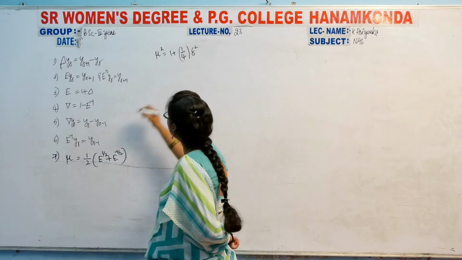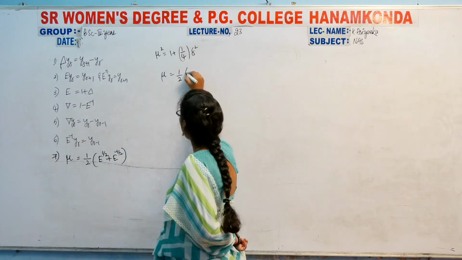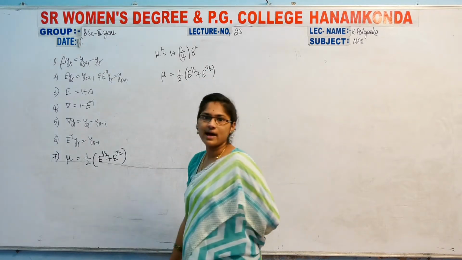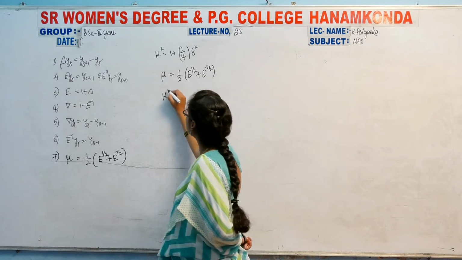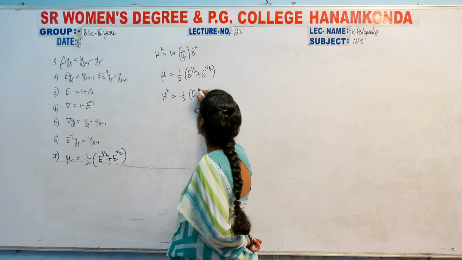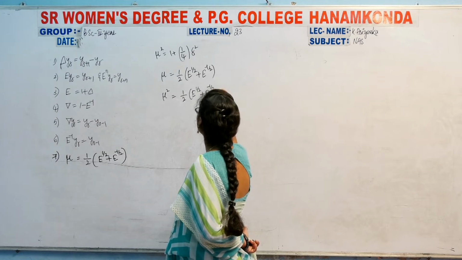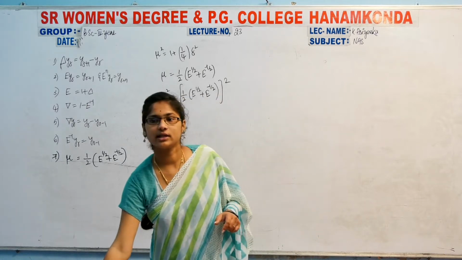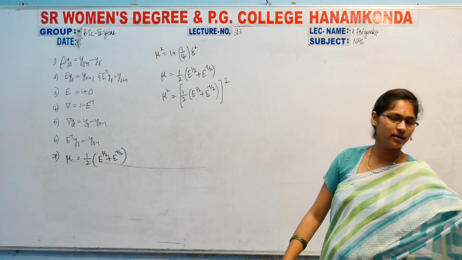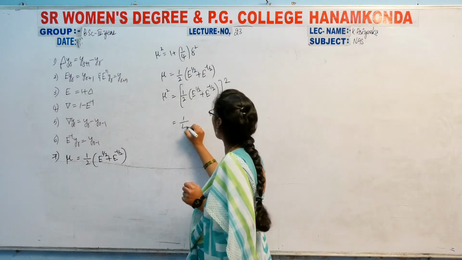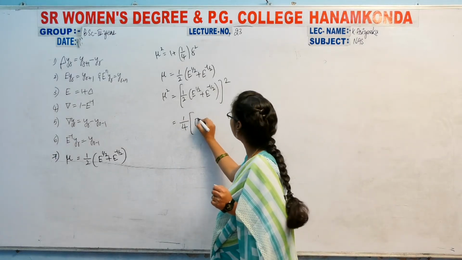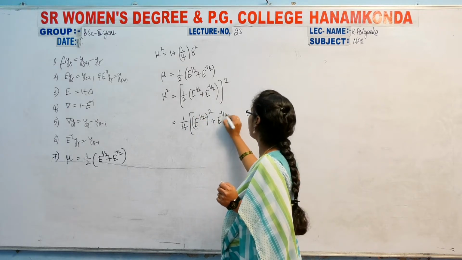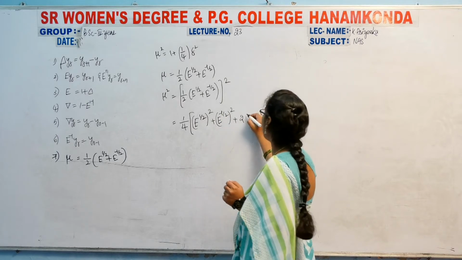Mu is nothing but 1 by 2 of e power 1 by 2 plus e power minus 1 by 2. This is the value of mu. Mu square means we have to apply the whole square for this. Then here what we get? We get 1 by 4 of (e power 1 by 2 plus e power minus 1 by 2) whole square, a square plus b square plus 2ab.